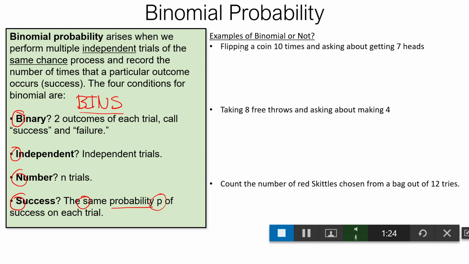All right, so here's examples. Flipping a coin 10 times, asking about getting 7 heads. So do we have 2 outcomes? Is it binary? Yeah, we got heads and tails. That checks out. Are they independent? Yes, coin flips are independent. They don't affect each other. N, do we have a fixed number of trials? Yes, 10 times. Does the probability stay the same? Yeah, the probability of heads is going to be 1/2 no matter what. So this is binomial.